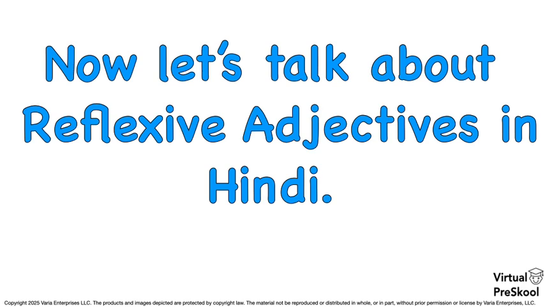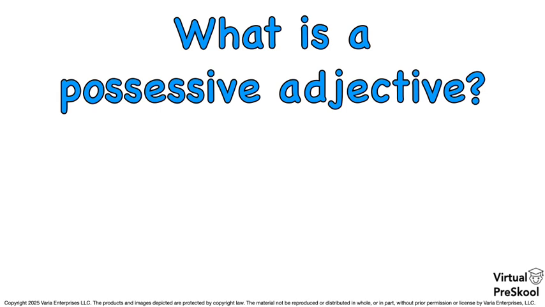All right, let's talk about reflexive adjectives. But before we do that, let's first remember what an adjective is. An adjective is a word that describes a noun. A noun is a person, place, or thing. How do we describe people, places, and things? We use our five senses. We describe how things look, how things smell, how they sound, how they feel, and how they taste. So adjectives describe nouns.